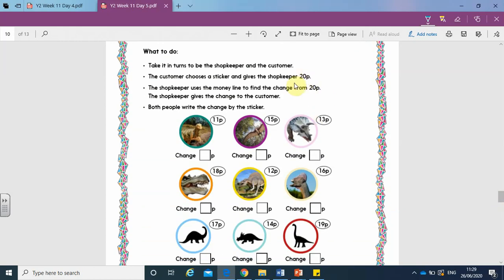Okay, so you've got 20p, costs 11, what's your change? You can use the number lines, or you could do a column subtraction. If it was 11 counting up to 20 or any of these numbers, I would just count up on my fingers. 11, 12, 13, 14, 15, 16, 17, 18, 19, 20. I realise that's 9 fingers. There you go, 9p.